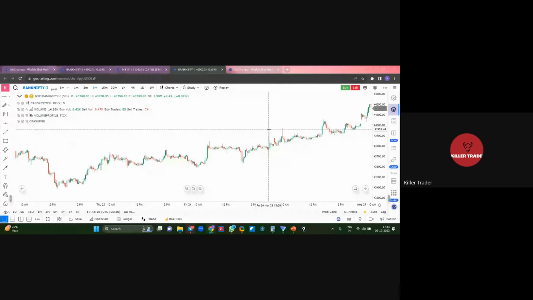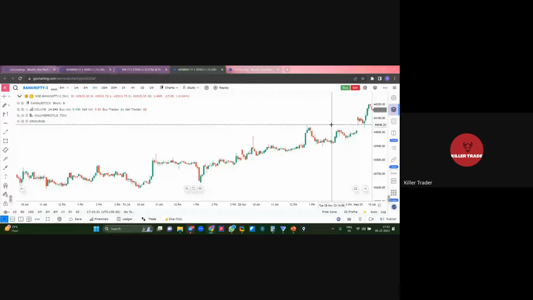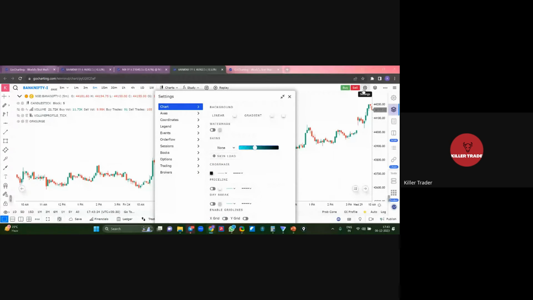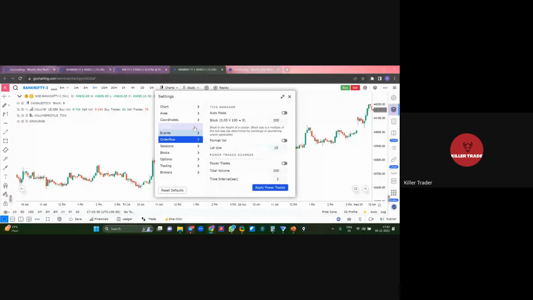So when you first click on it, this is how most traders' charts would usually be. The first thing that you need to do, once you put on order flow search, is go to order flow settings. The block size should be 1. If you are using footprint charts or volume profile, then it will change.